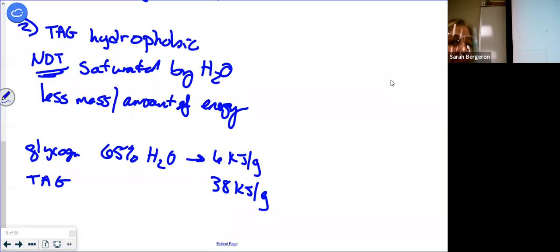So glycogen will last you a couple of hours. How long do fats last you? Well, a typical person, about 3 months. You can go 3 months without eating and just metabolizing your triacylglycerols.